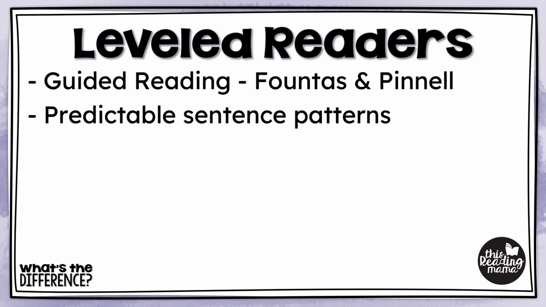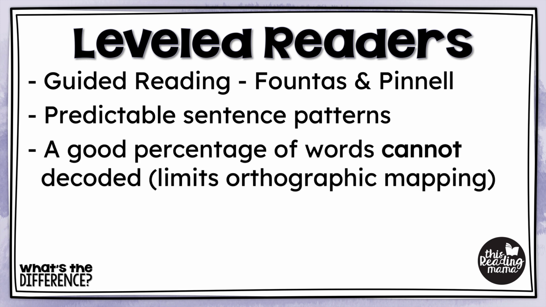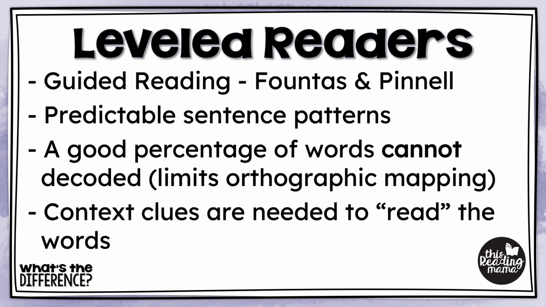All right, leveled readers, especially those in the beginning levels on the text gradient, have predictable sentence patterns, which we'll see in a minute. With leveled readers, a good percentage of the words cannot be decoded or sounded out, which limits orthographic mapping. And because many of the words cannot be sounded out, context clues like looking at the picture or thinking about what would make sense in the sentence are needed to "quote unquote" read the words. Now I say it like that because our learners really aren't focused on reading the actual words.